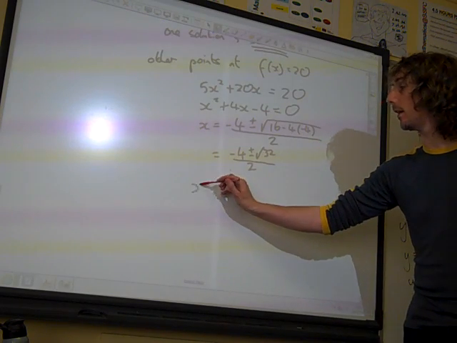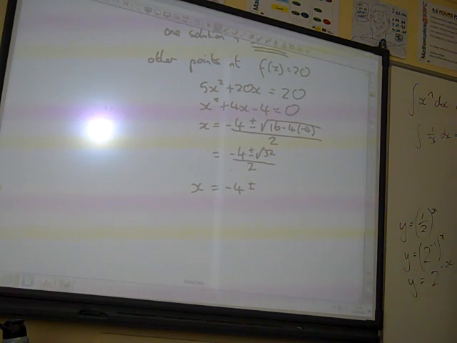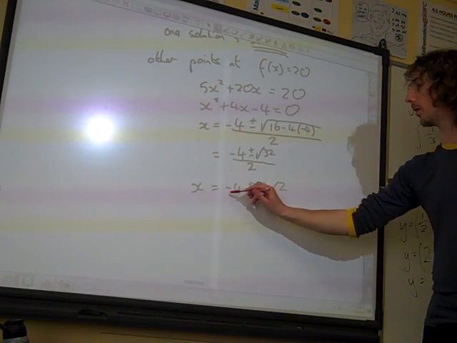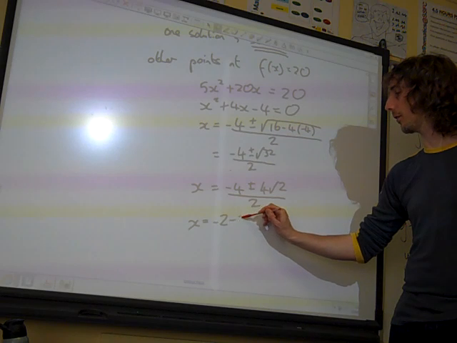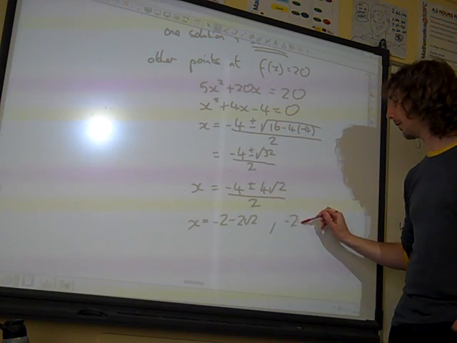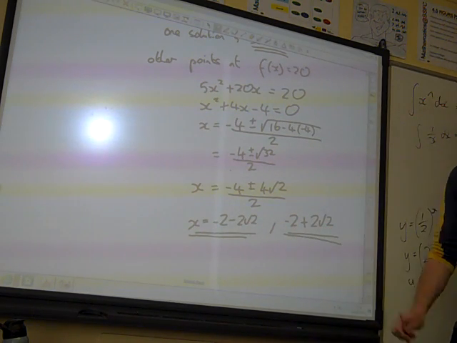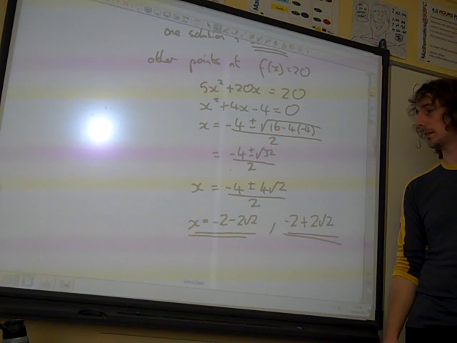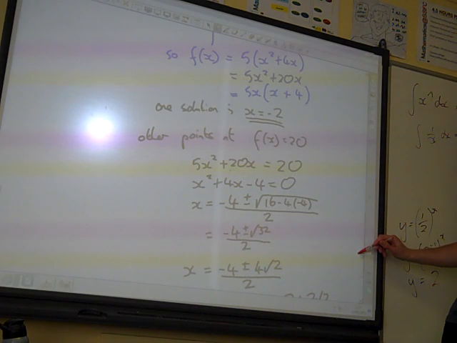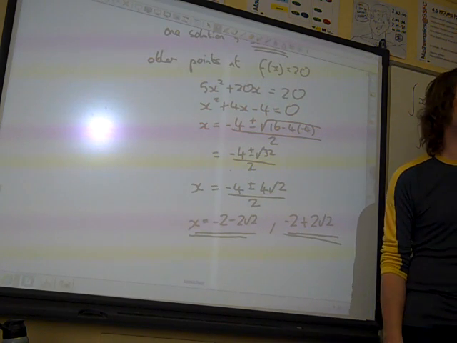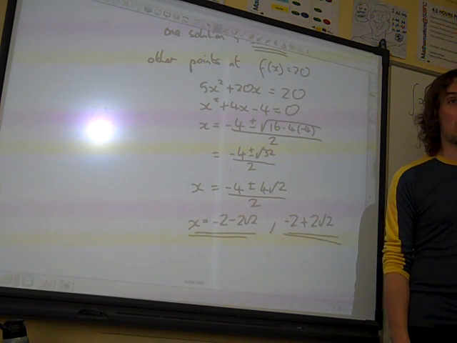We're just about there. Minus 4 plus or minus root 32, that is 2 lots of 16, so that's 4 root 2, over 2. So we've got the other two roots are minus 2 minus 2 root 2 and minus 2 plus 2 root 2. And there they are. We already had x equals minus 2 as well. That's it. Stop the clock, anyway.